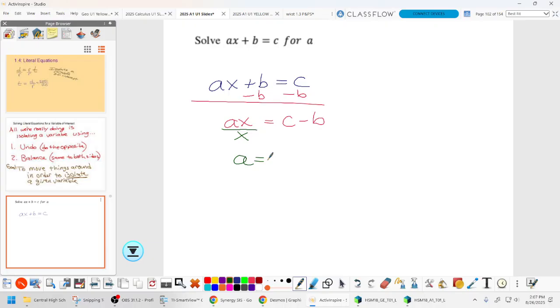Do you agree that I just showed division on the whole left side? I divided the whole left side by x, right? So I can show dividing the whole right side by x like that. And then it's totally fine to leave it that way. Okay, and that would be the end.